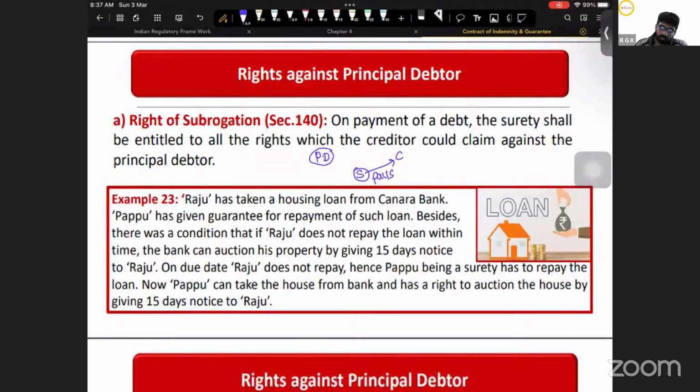automatically, as against the principal debtor, the surety becomes the new creditor. This creditor is gone, the surety becomes the creditor. The debtor remains the principal debtor. The surety will step into the shoes of the creditor. This is called the right of subrogation. The surety shall be entitled to all the rights which the creditor could claim against the principal debtor.